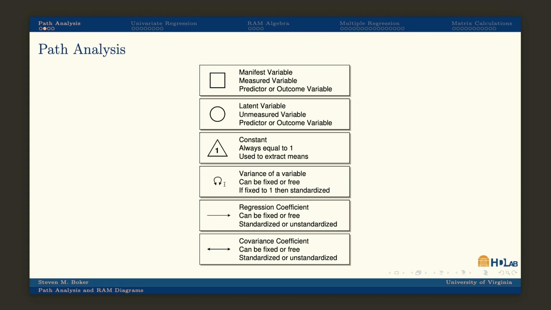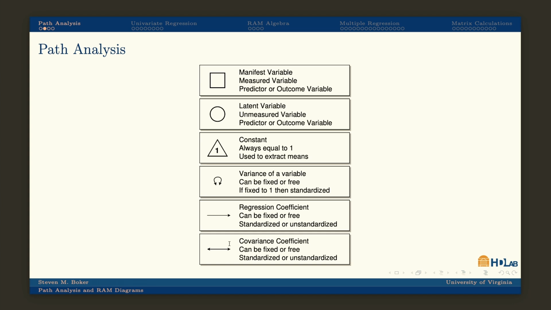Regression coefficients are single-headed arrows. And covariance is just a double-headed arrow that goes from one variable to another instead of one variable to itself. If you think of a variance-covariance matrix, what is down the diagonal? The variances. In the same matrix, the covariances are in the off diagonals. You'll see how that's represented in the S matrix of the RAM formula.